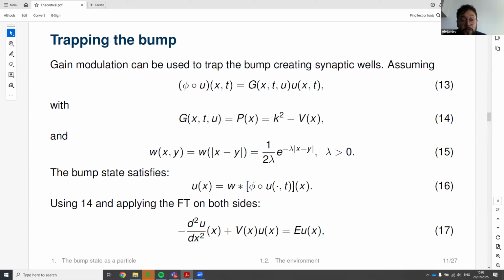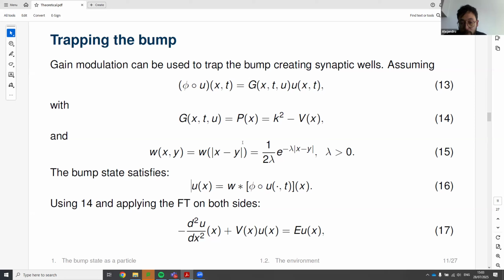And then if additionally we split this heterogeneous gain into two components, one constant and one which we'll call the potential. And then we make another assumption. Instead of using the Mexican hat, we use this one. It's just for convenience. Then we can see that the equilibrium state, or the equilibrium distribution, the bump, must satisfy this integral equation.